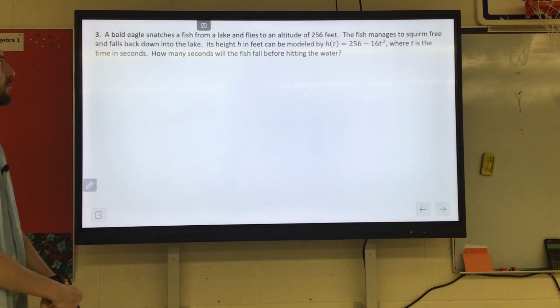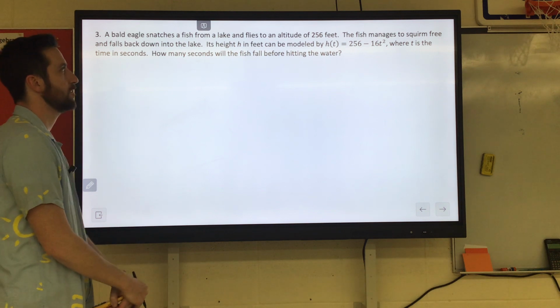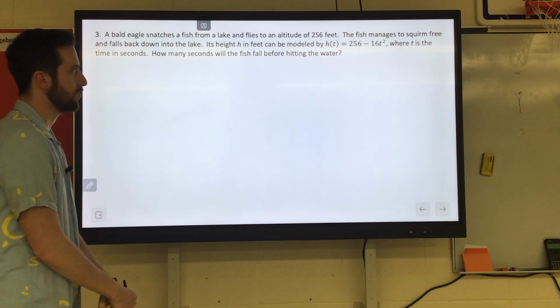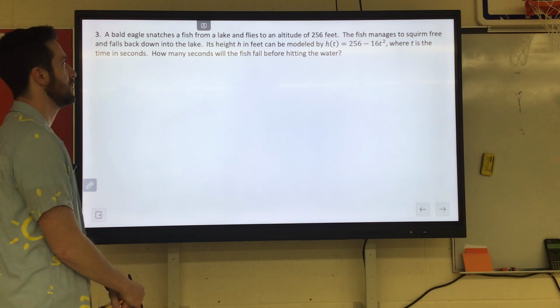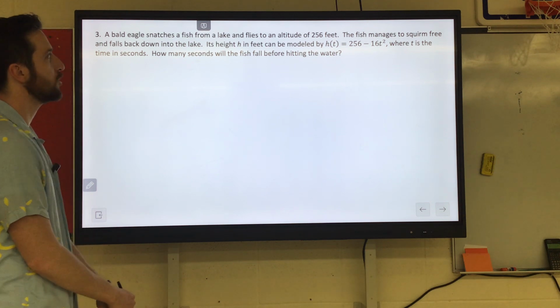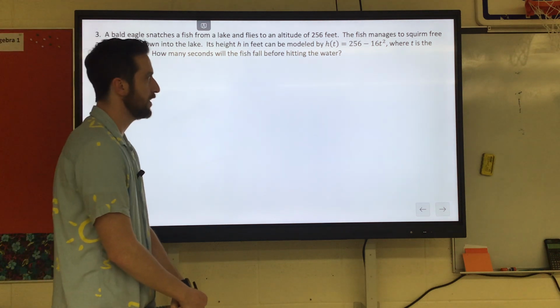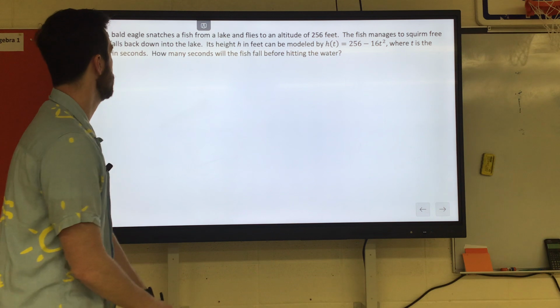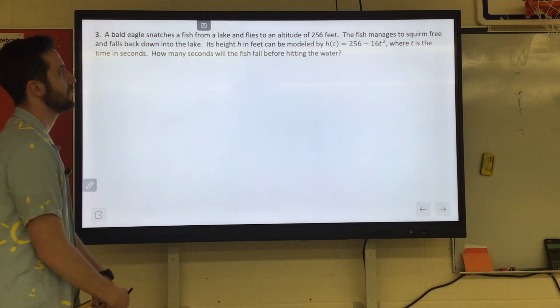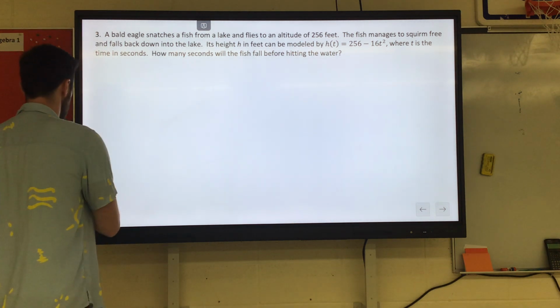A bald eagle snatches a fish from a lake and flies to an altitude of 256 feet. The fish manages to squirm free and falls back down into the lake. Its height, h in feet, can be modeled by h of t equals 256 minus 16t squared, where t is the time in seconds. How many seconds will the fish fall before hitting the water?